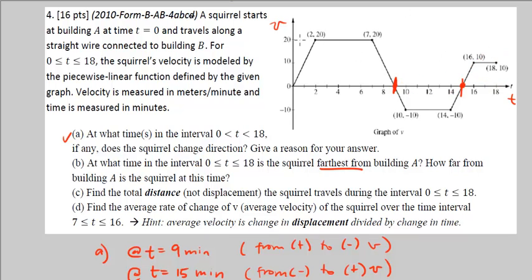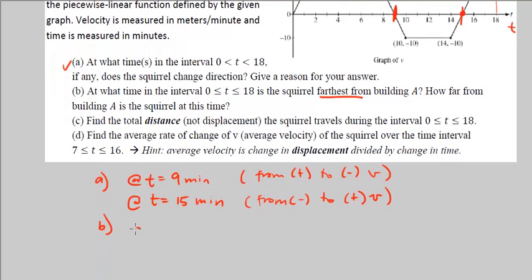And remember, the distance is just found from a velocity versus time graph as the area underneath the curve. And I can quickly see that the area inside this section here is smaller than the area inside this section here. So when it turns around, it goes toward building B, it turns around, it never gets back to this point where it turned around. So at time t equals 9 is the farthest I am away from building A. So at t equals 9 minutes, I am farthest from building A.